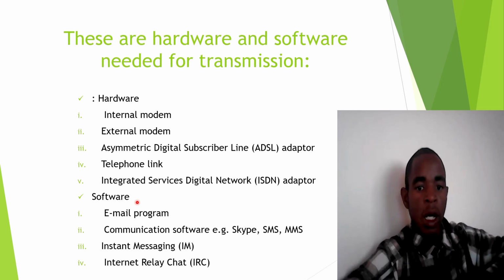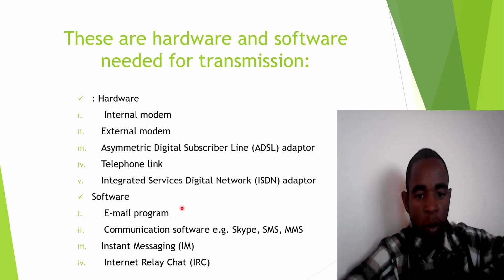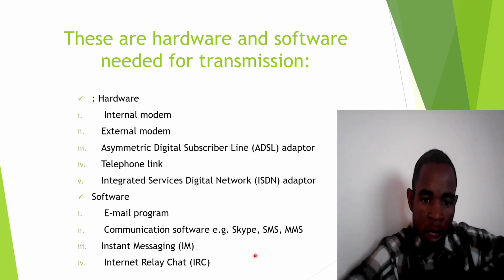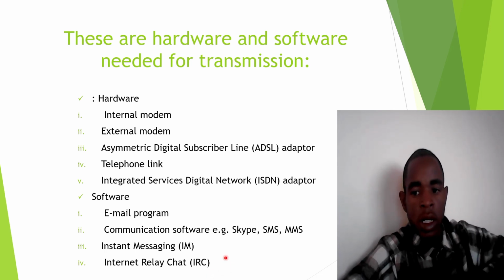Now here we listed some examples in each category of data communications. In hardware, we find internal and external modems, ADSL adapter, which is asymmetric digital subscriber line, telephone link, and integrated services digital network, which is ISDN adapter. And in software, we have email programs, communication software with examples like Skype, SMS, MMS, and instant messaging, which is IM, and internet relay chat, IRC.